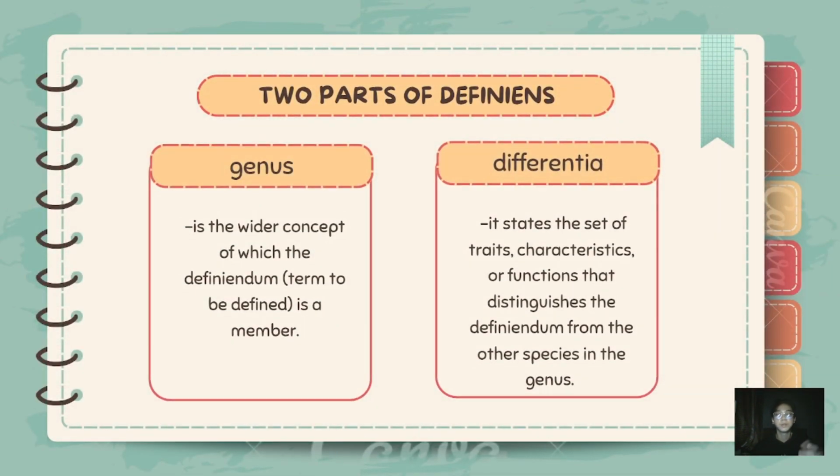So, I mentioned earlier the two parts of definiens. These are genus and differentia. Genus is the wider concept of which the definiendum is a member, and differentia states the set of characteristics or functions that distinguishes the definiendum from the other species in the genus. So, to put it simply, genus is the wider concept or wider characteristics of a definiendum, and differentia, on the other hand, is more specific.